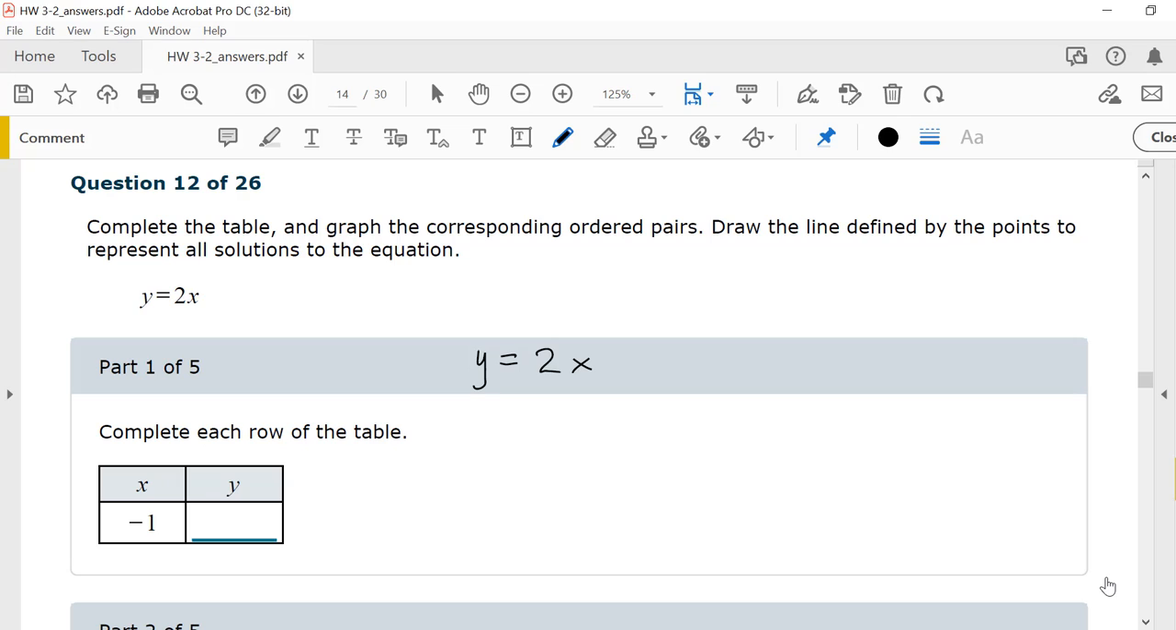Looks like y'all are going to get a lot of practice with these types of problems. What if we have y equals 2x, and x is going to be -1? We're going to plug -1 for x. So y equals 2 times -1. 2 times -1 is -2. My coordinates are -1 comma -2.